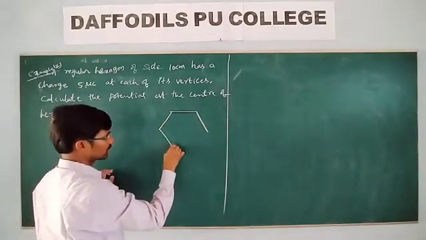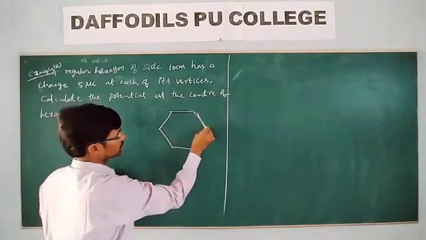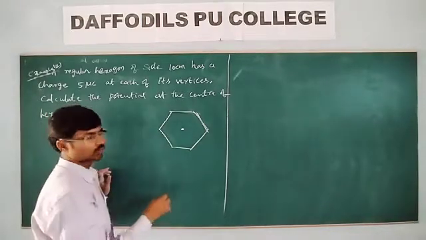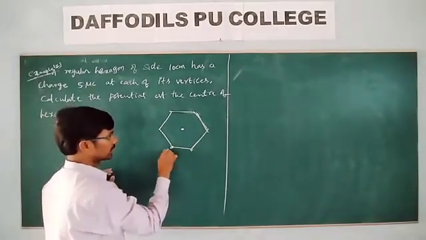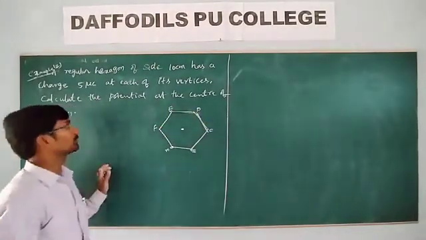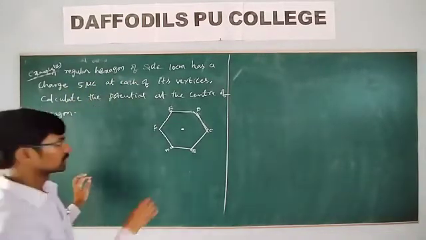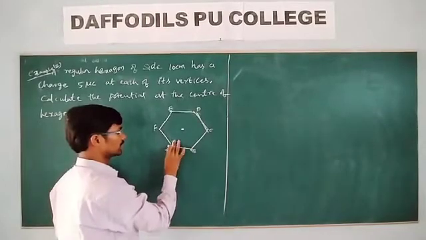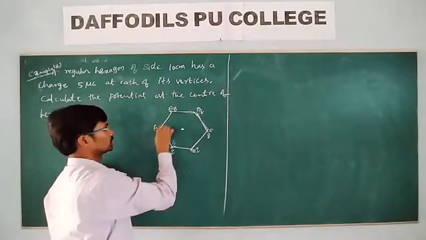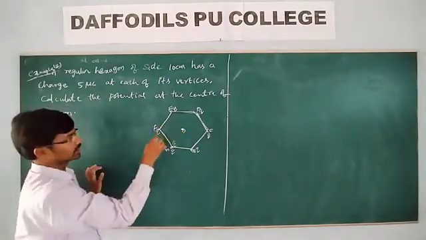At the center of the hexagon, we need to find the electric potential. Remember, a regular hexagon means the sides are equal. Now A, B, C, D, E, F, and there is a charge of 5 microcoulomb at each of its vertices. That means here charge Q, here also Q, here also Q, Q, Q, Q. Now, at the center of this hexagon, you need to calculate the potential.